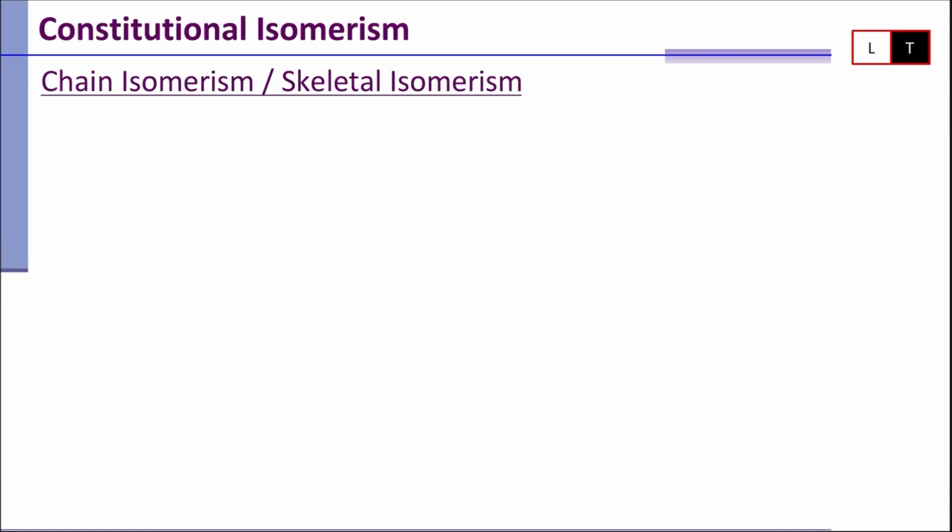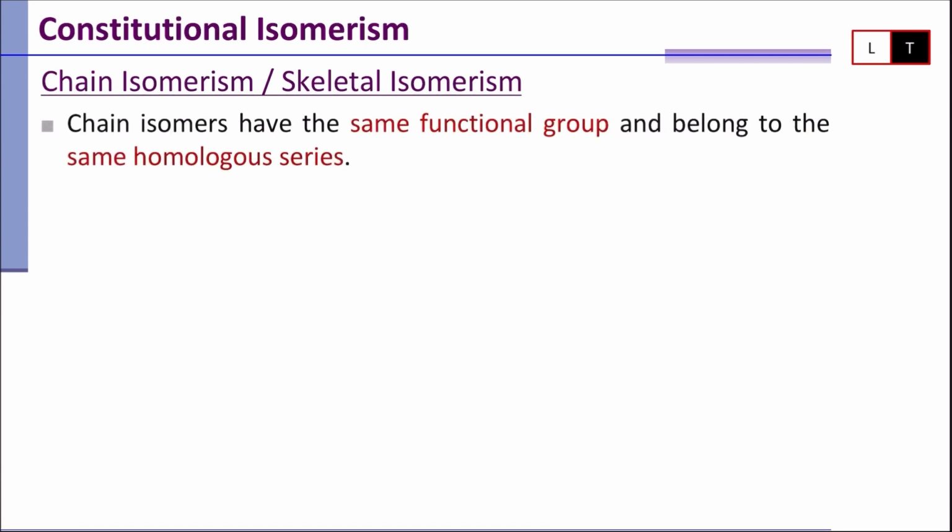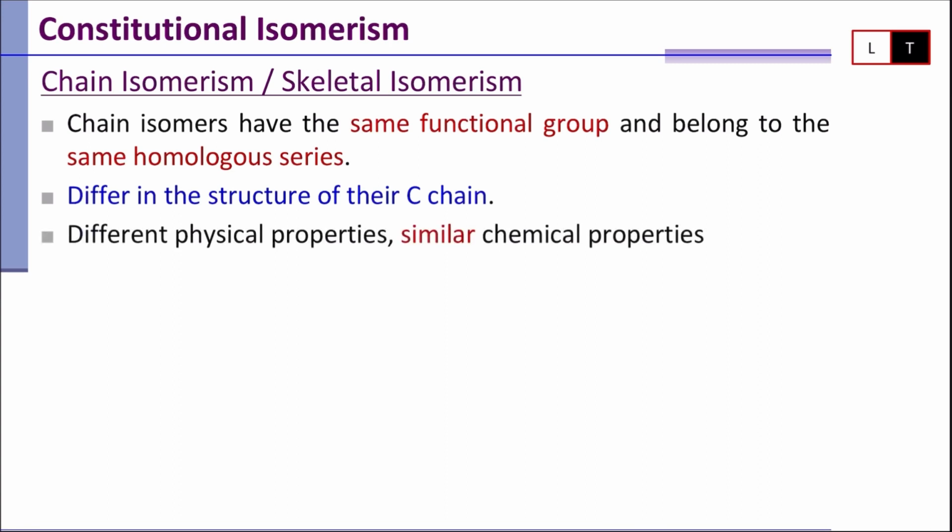Let's focus on chain isomerism first. Another name for this one is skeletal isomerism, but usually I will always pronounce it as chain isomerism, where it has the same functional group and belongs to the same homologous series. However, when we want to draw the isomers, they differ in the structure of their carbon chain. And they have different physical properties due to the structure of their carbon chain. However, they have similar chemical properties.